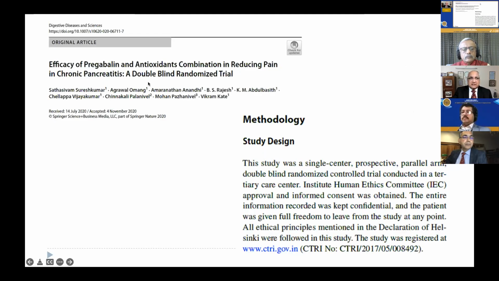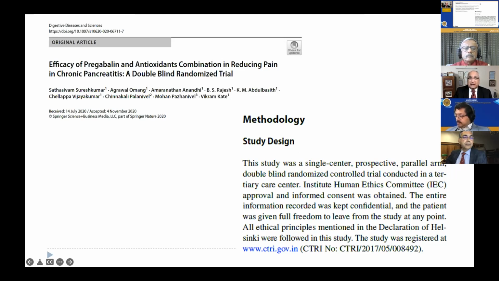So you can see this is a randomized controlled trial published very recently, last year. Efficacy of pregabalin and antioxidant combination in reducing pain in patients with chronic pancreatitis. This is the study design given. Single center, prospective. Actually, for RCTs, prospective is not mandatory to put. Parallel arm, 2 arms, double blind. It was a double blinded, randomized controlled trial.